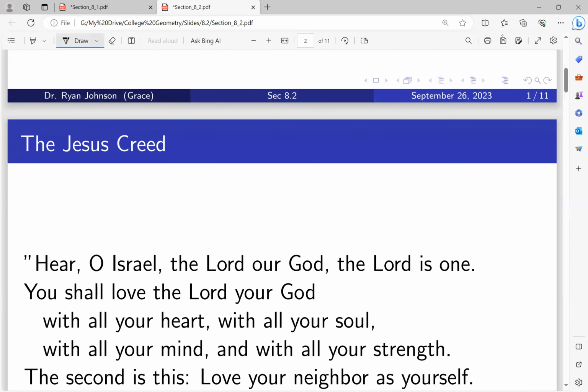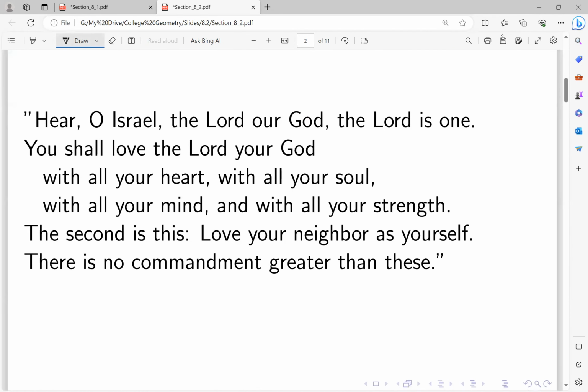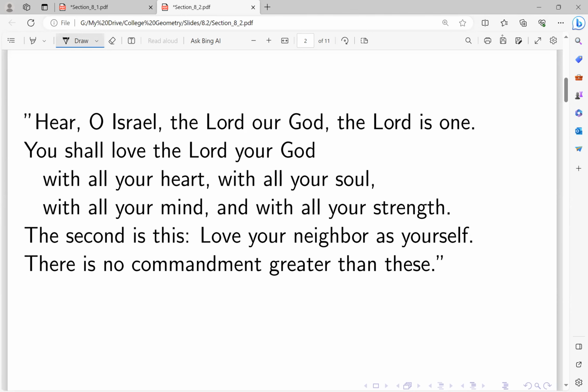All right. So you can say this with me if you want. Hear, O Israel, the Lord our God, the Lord is one. You shall love the Lord your God with all your heart, with all your soul, with all your mind, and with all your strength. The second is this: love your neighbor as yourself. There's no commandment greater than these. Okay. All right. Ready to dive in?